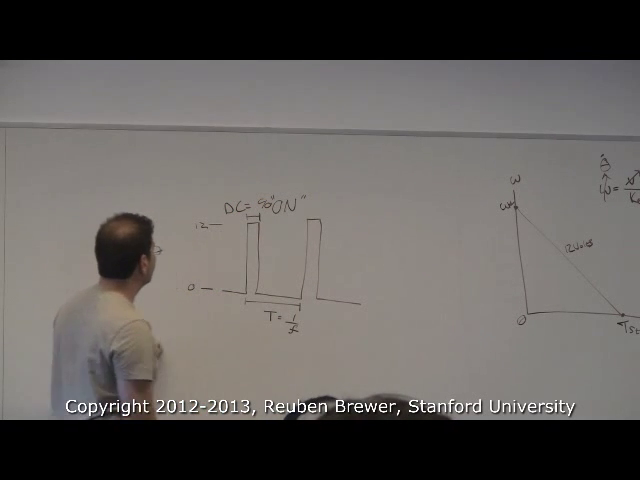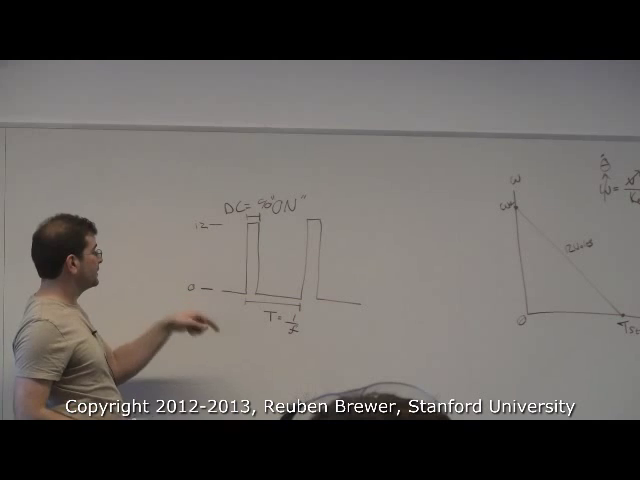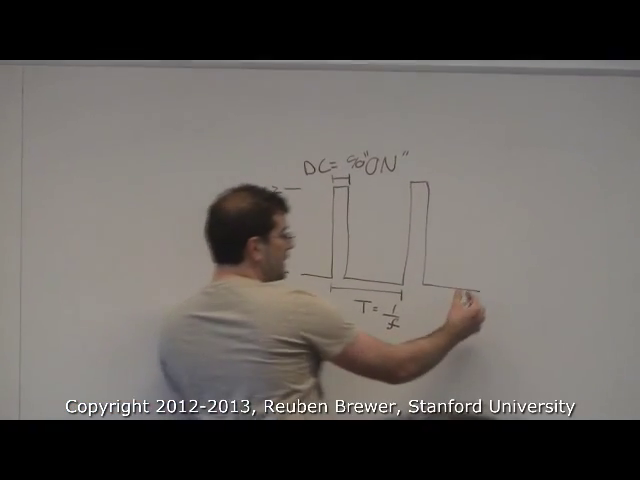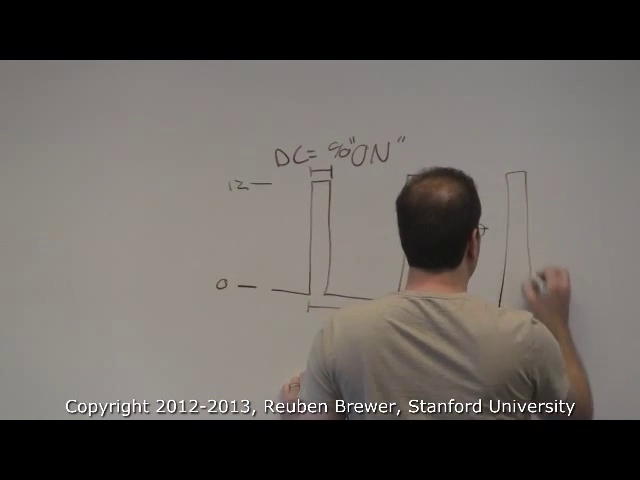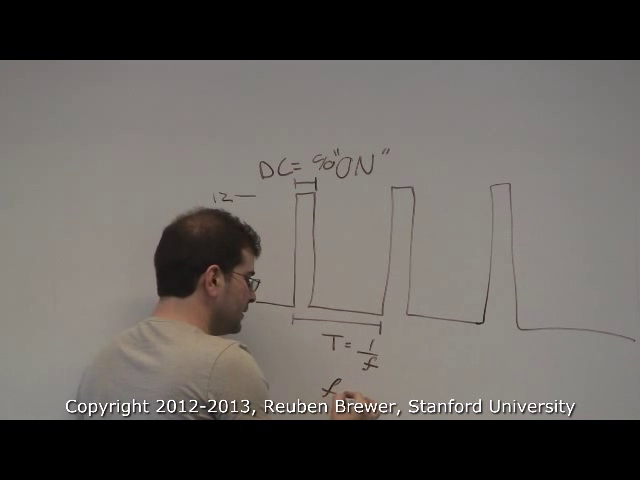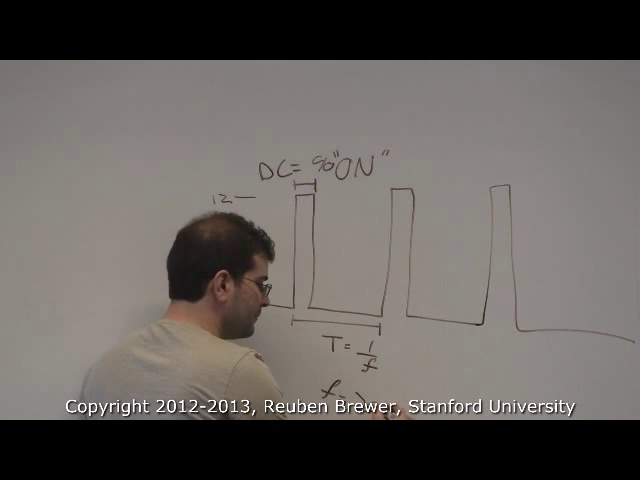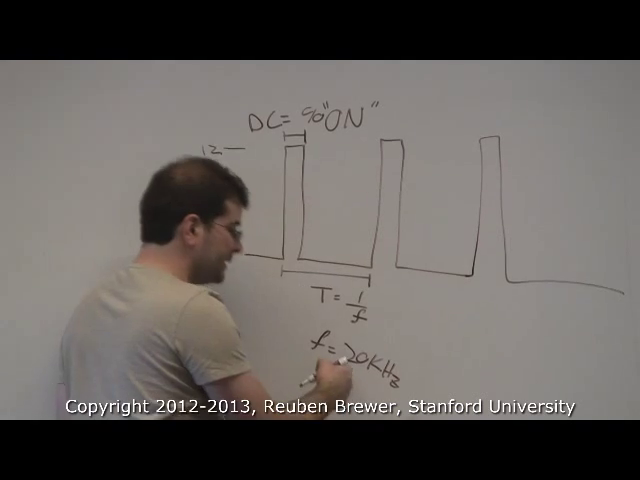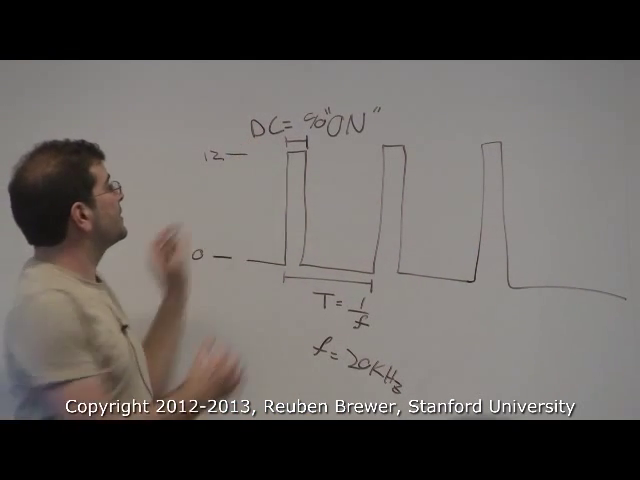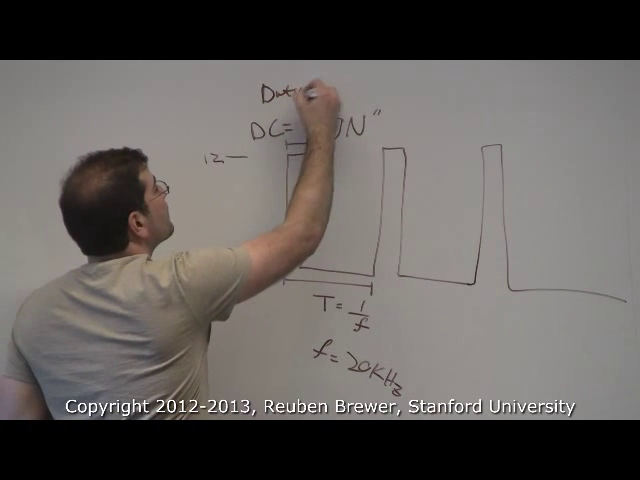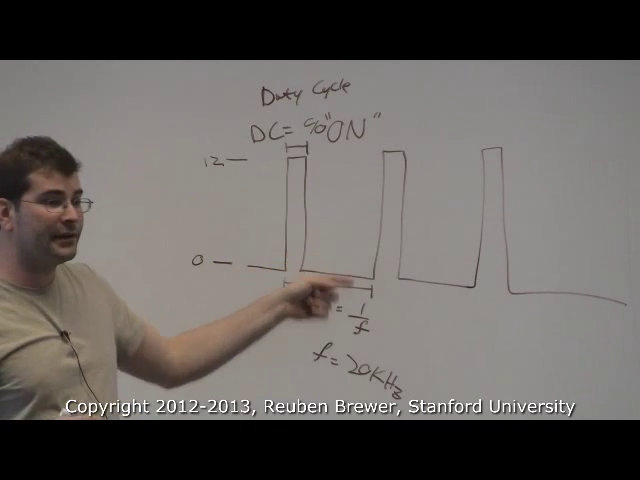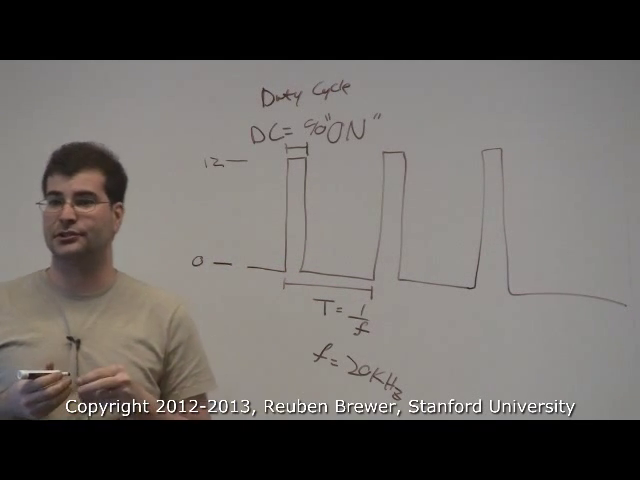Okay, so this is 0 volts, this is 12 volts. This is just our Boolean off, on. And then this is our carrier frequency. Okay, so say, let's make this a typical frequency, might be 10 kilohertz or 20 kilohertz. And then remember, the duty cycle, DC, is the percent of that period that we're on. We're at the high voltage.